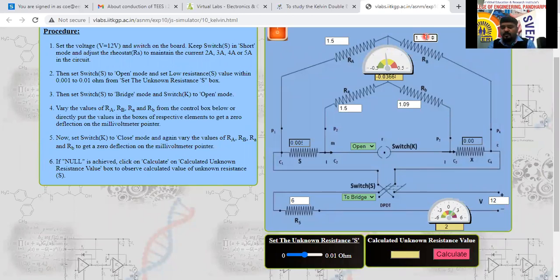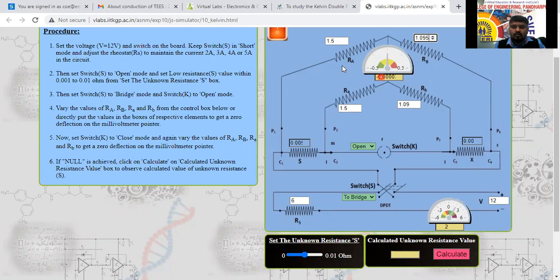It is going up and down, no? 0.9. So 0.99, 1.09. Okay, 9. So it is coming down now. See here, 5. Okay, it is 0, 0, 0 here.